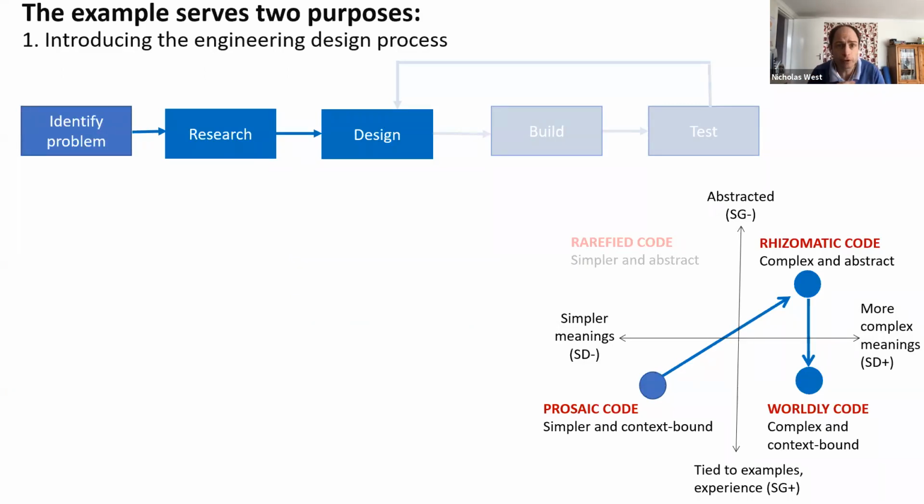Also, the example is aimed at serving two main purposes. On the one hand, it serves as a very basic introduction to the overall design process as a constellation of key procedures. One, of course, needs to start and identify the problem at hand, extract the purpose, the limitations and constraints, and all this located within the prosaic code. It's the context. Let's look at the context. Let's figure out what's going on.